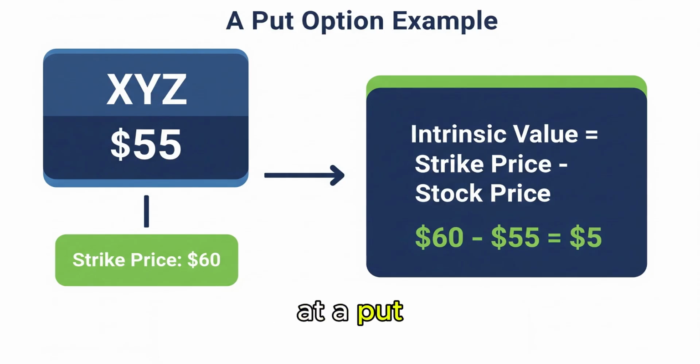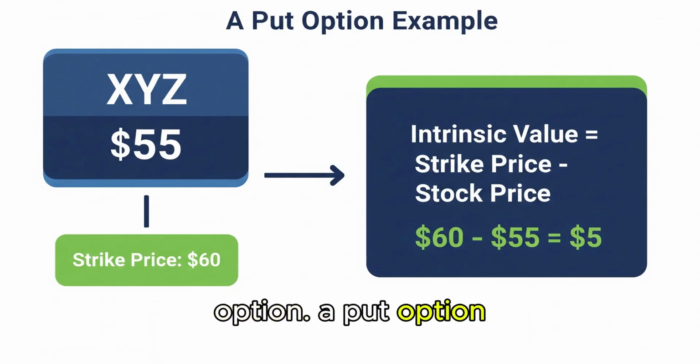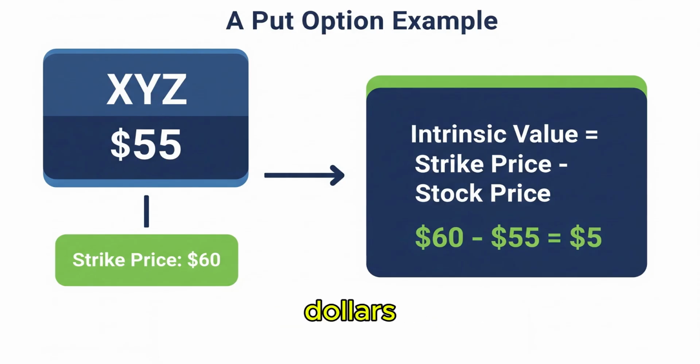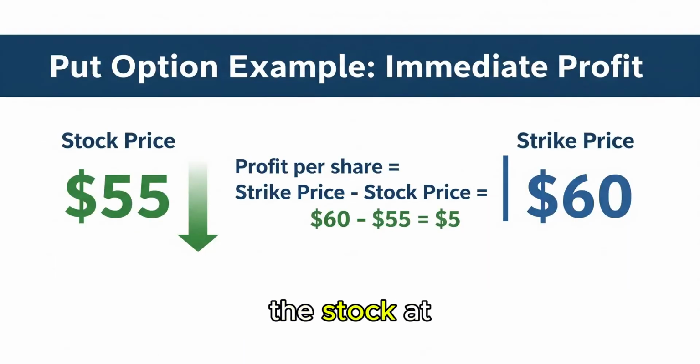Now let's look at a put option. A put option with a strike price of $60 on that same $55 stock has an intrinsic value of $5. You have the right to sell the stock at $60. Since the market price is only $55, you could buy it for $55 and sell it for $60, also making an immediate profit of $5 per share.